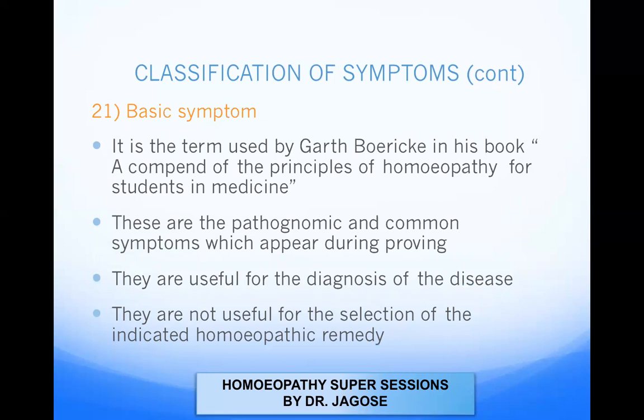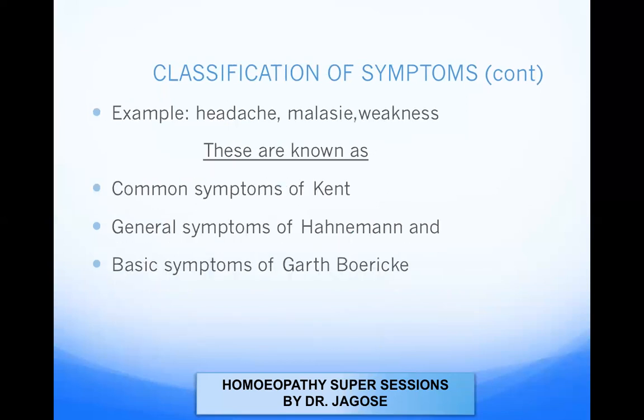So basic symptoms were introduced by Boericke, and they are only important for the diagnosis of the disease and not for the selection of the similar. Example, headache, malaise, weakness. These are known as common symptoms of Kent. So Kent has classified them as common symptoms, Hahnemann has classified them as general symptoms, and Boericke has classified them as basic symptoms. That is, those symptoms which will help us to identify the disease phenomena.